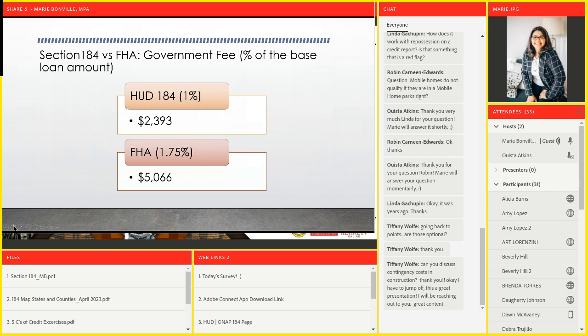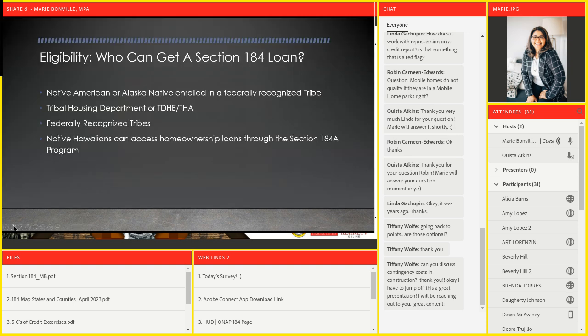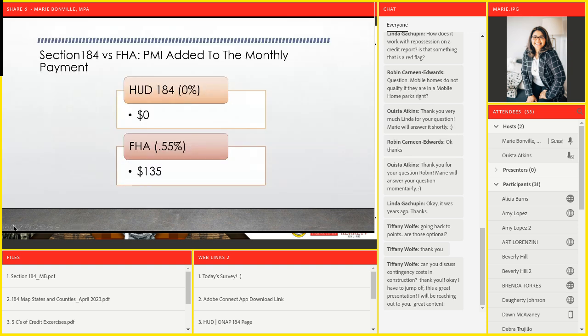In terms of the government fee and that reduction, the FHA rate right now is 1.75%. HUD's just moved ours from 1.5 to 1. So now you're looking at $2,393 as opposed to $5,000, right? So, that's the difference 1% can make. Oh, and then last but not least, PMI. PMI is typically not a large portion of your payment, but it's just one more cost. And so if you can save $135, do it.